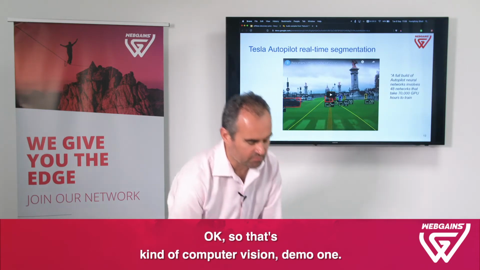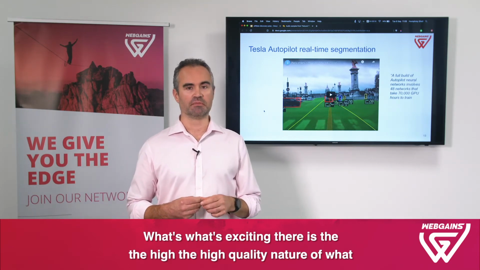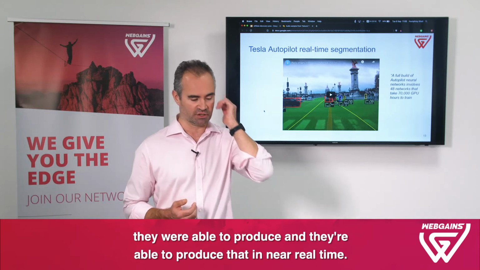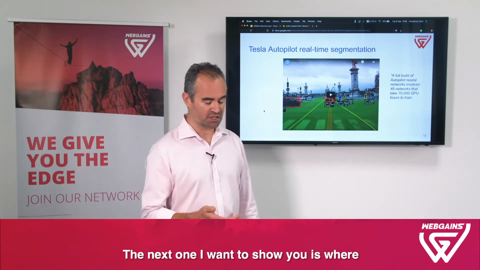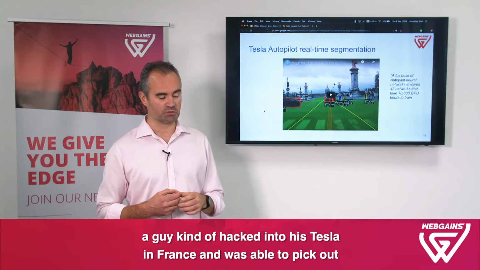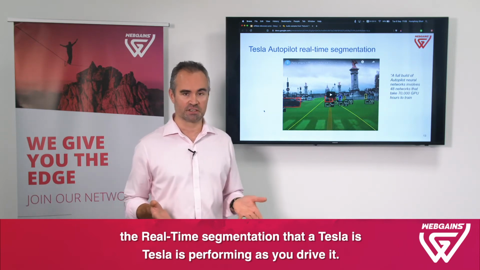Okay, so that's computer vision demo one. What's exciting there is the high quality nature of what they're able to produce, and they're able to produce that in near real time. The next one I want to show you is where a guy hacked into his Tesla in France and was able to pick out the real-time segmentation that a Tesla is performing as you drive it.